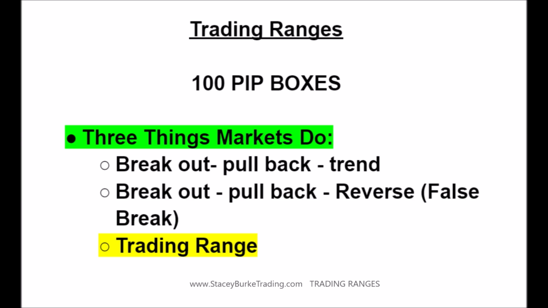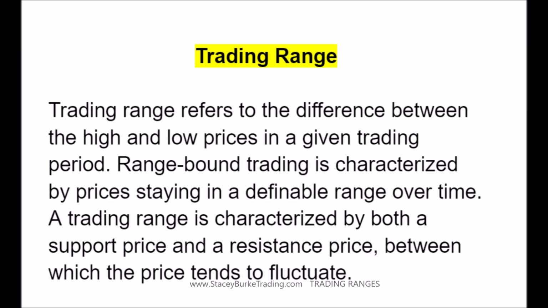So to review again, 3 things that markets do. The only 3 things that markets do. They break out, they pull back, and they trend. They break out, they pull back, and they reverse, false breaks. Or they are in a trading range. Today we're talking about a trading range.